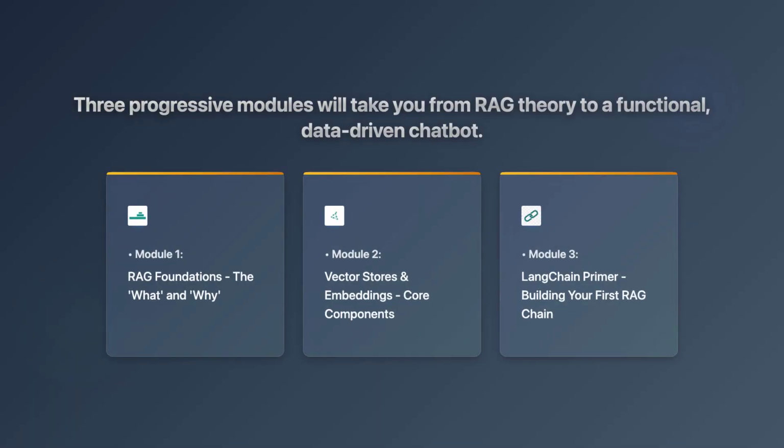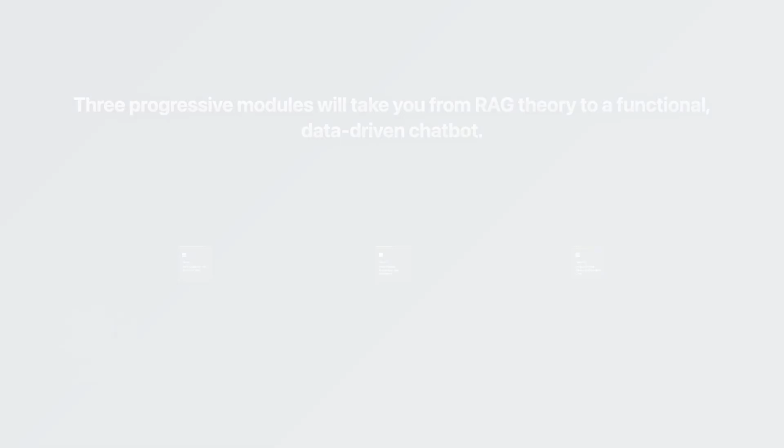We'll journey through three essential modules. First, RAG Foundations, understanding the what and why behind this powerful architecture. Next, Vector Stores and Embeddings, diving into the core technical components that make RAG work. Finally, LangChain Primer, where you will build your first functional RAG chain. By the end, you'll have a working chatbot that intelligently answers questions using your own data.